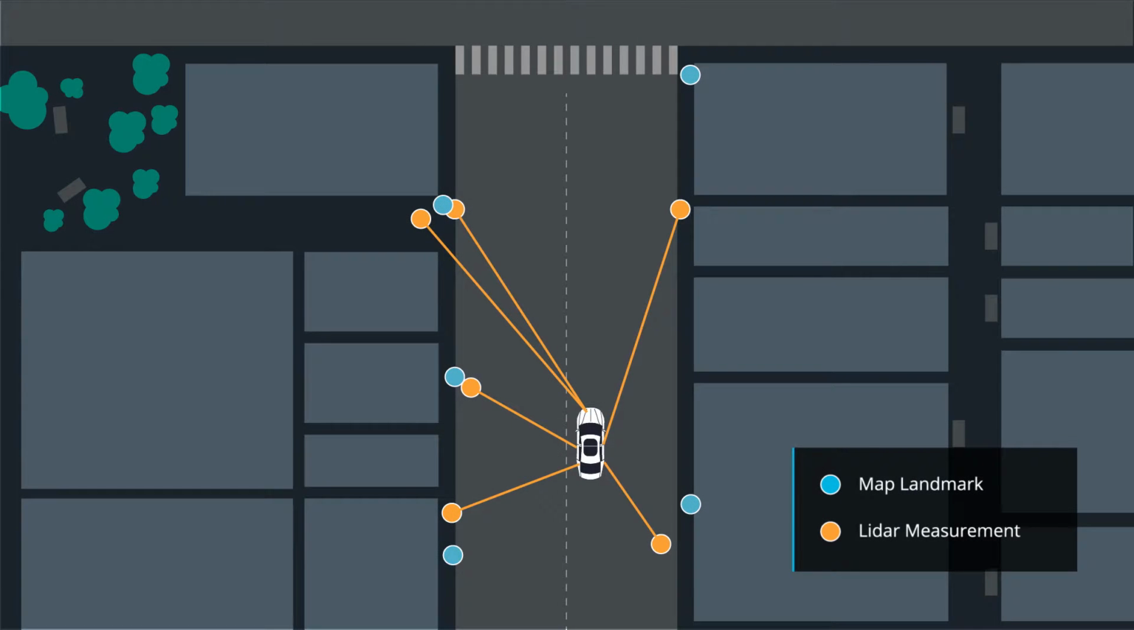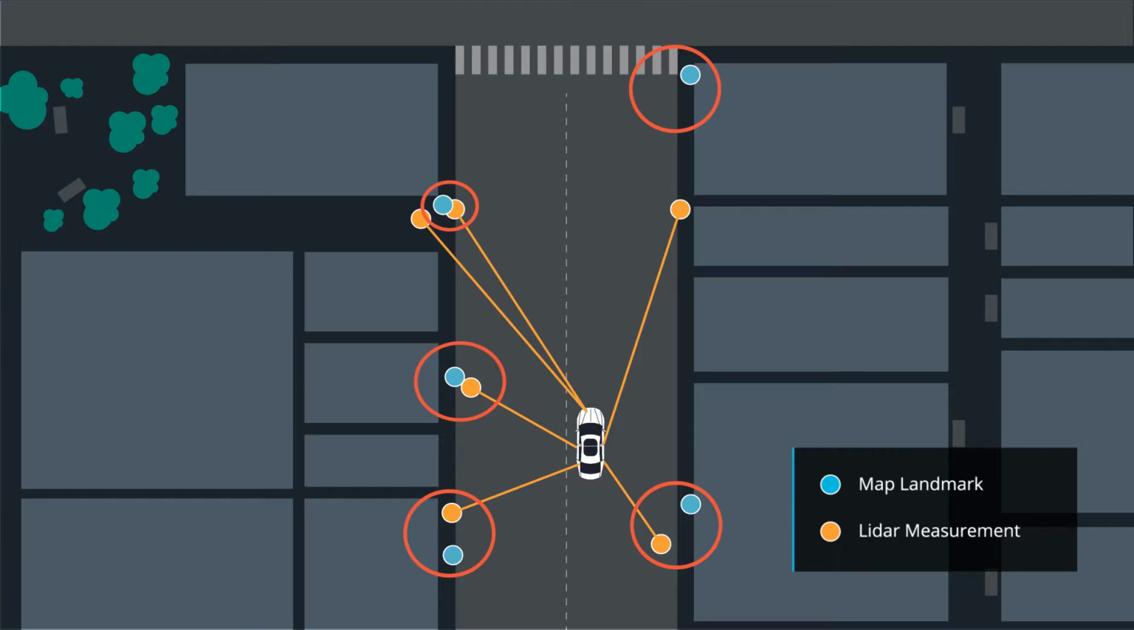Nearest neighbor is great because it's easy to understand and implement. Just take the closest measurement. Here, we are showing the association between the closest LiDAR measurement and each map landmark with the red circles.